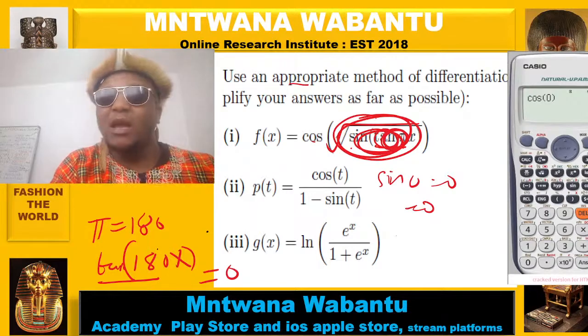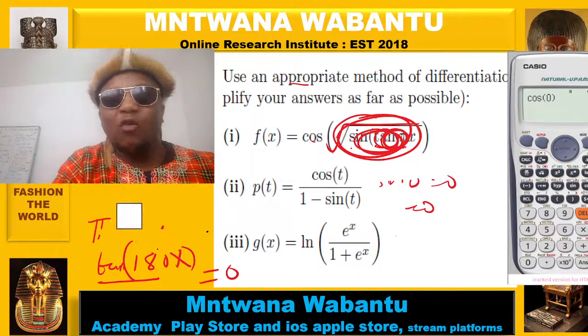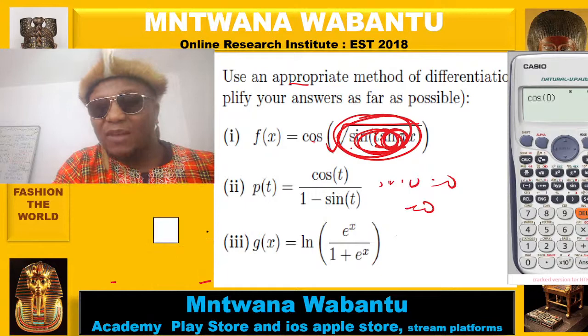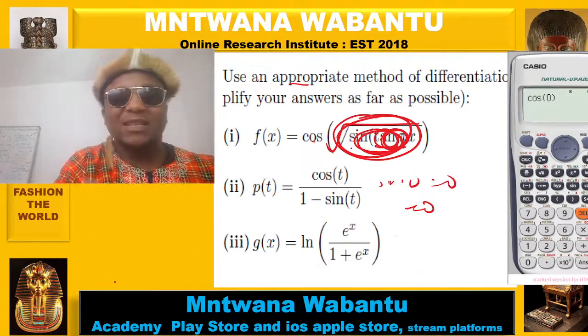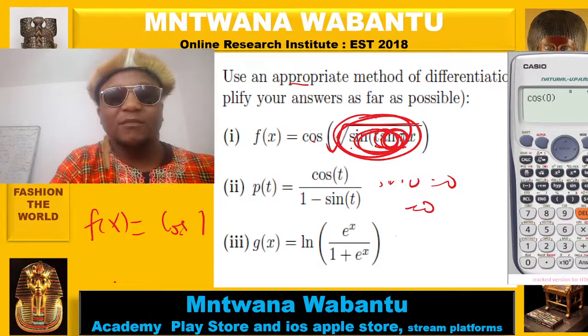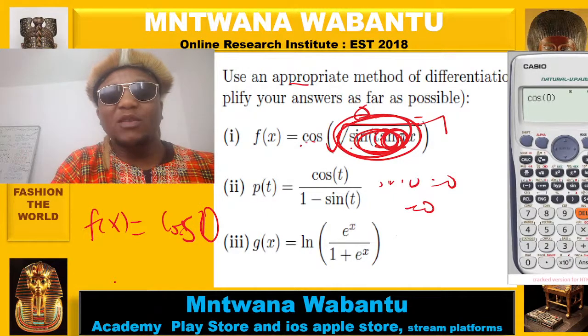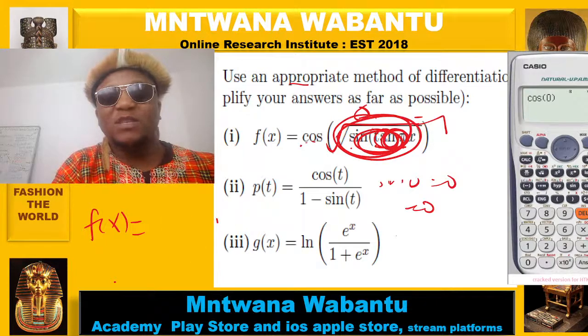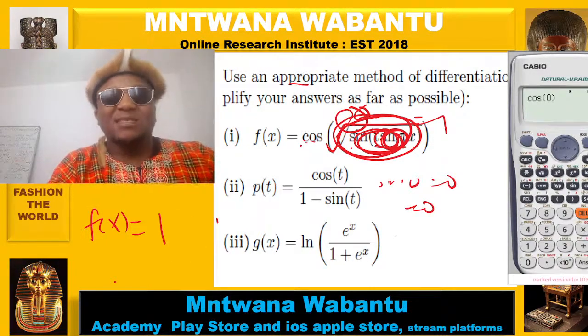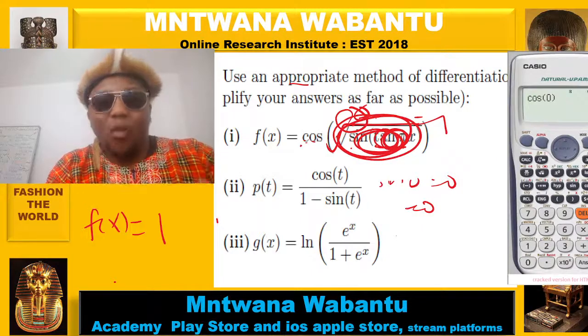So then, if somebody gave you an equation like this, and I had to rewrite it, it's just like saying f of x equals cos of 0, and cos of 0 equals 1. So all this stuff is like saying 1, because this is 0, so cos of 0 equals 1. So it's just the same as differentiating 1.